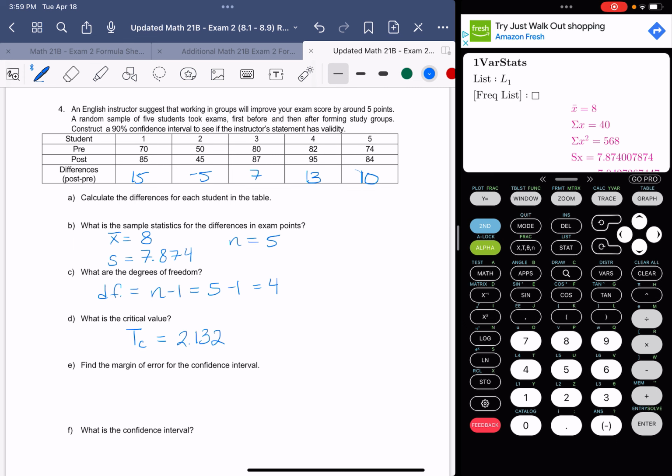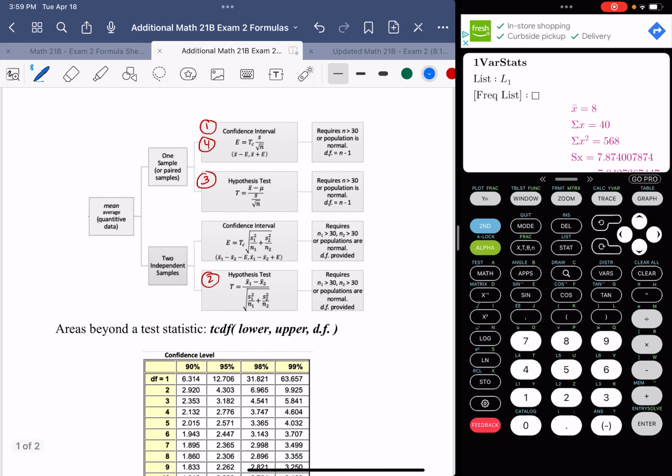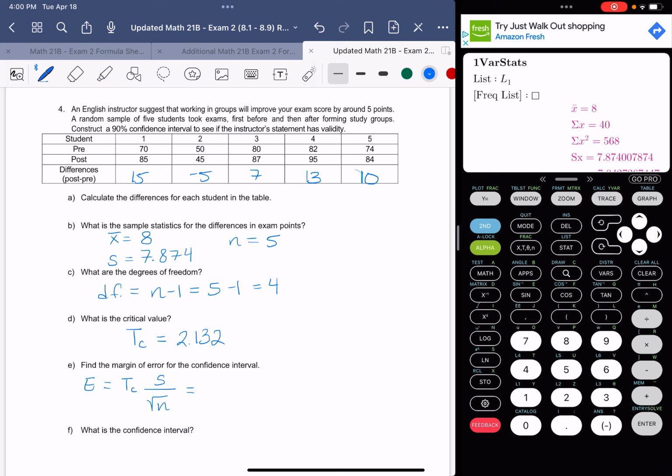Okay, part E, find the margin of error. Again, if you don't recall, just go back to your formula sheet. Margin of error is this guy. That's our E equals. That is our margin of error. So E equals the critical value times the standard deviation over the square root of n. We have all pieces of information here, so plug it in. The critical value we said was 2.132 times S we said was 7.874 divided by the square root of n, where n is 5.